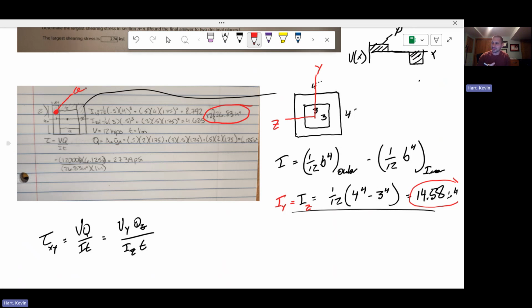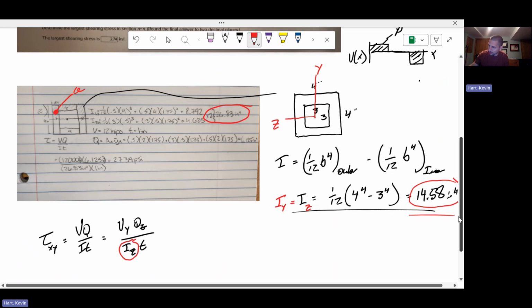When it comes to area moment of inertia, you're looking at the area moment of inertia of the cross section as a whole as part of this calculation. So this Iz should be the area moment of inertia of the whole cross section, which I think here is 14.58, right? If I've done my quick calculations on my yellow calculator here correctly. Okay, so that's issue number one.